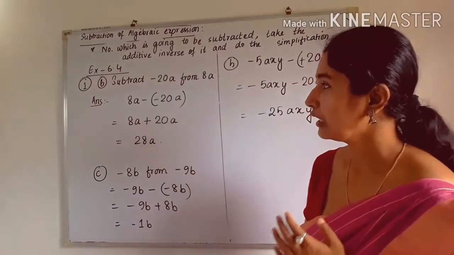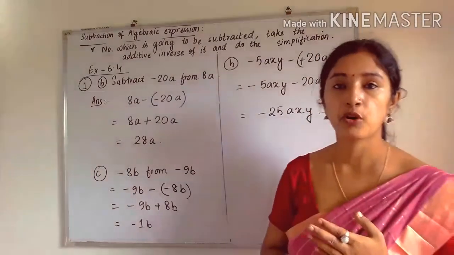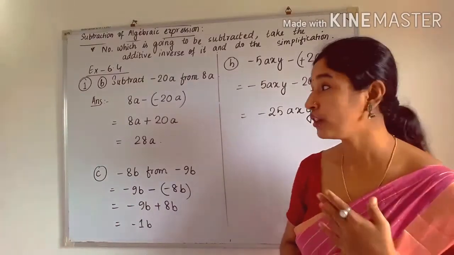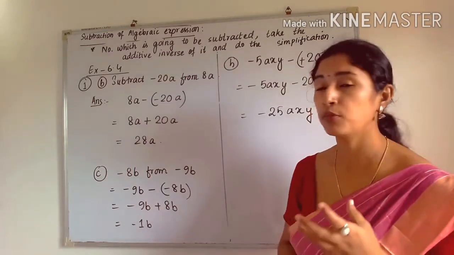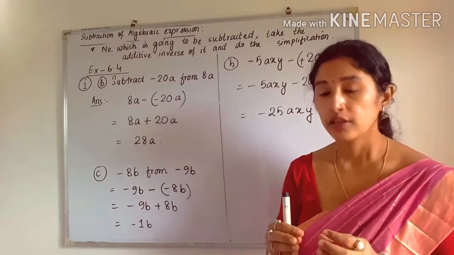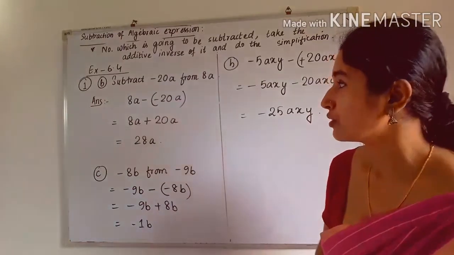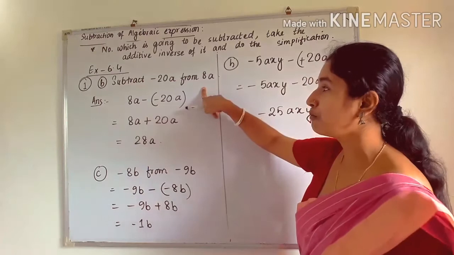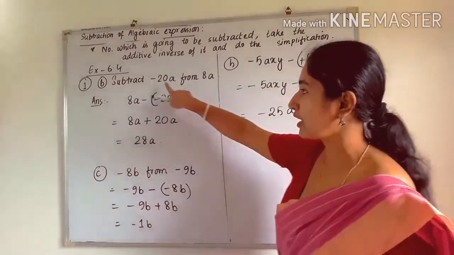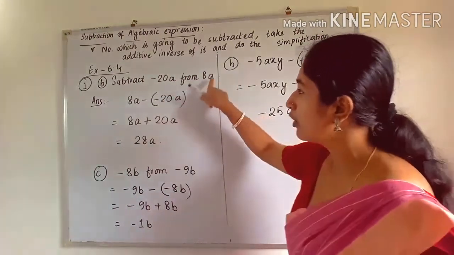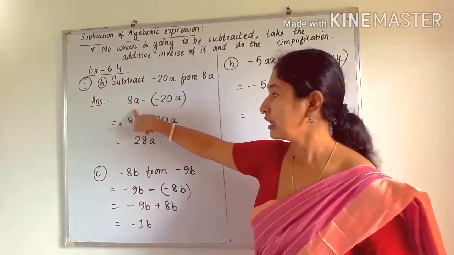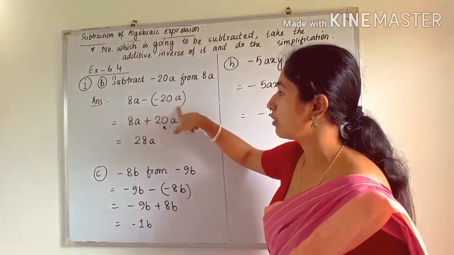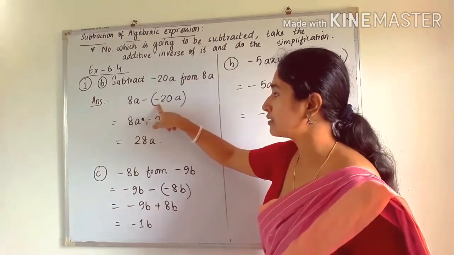So I am doing exercise 6.4. While doing it, I will discuss all the possibilities in case of subtraction. Okay, so see, subtract -20a from 8a. First of all you have to make the expression. We are subtracting this number from 8a, so you have to write 8a first, then minus, then inside the bracket we have to write -20a. So minus will become plus.